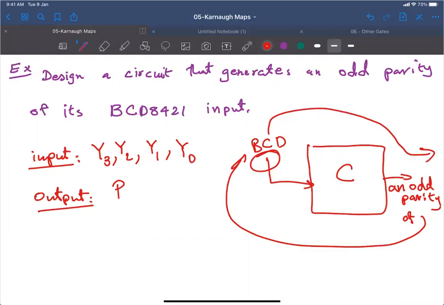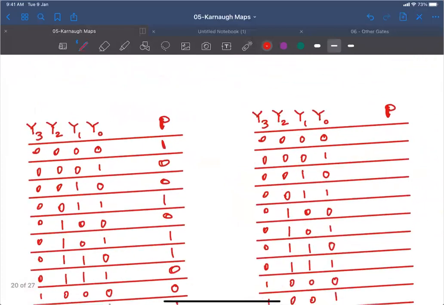Now we need to list the possible inputs and the corresponding possible outputs. What do we call this structure? Truth table. Excellent. We need to formulate a truth table for the problem. So the truth table for this is as shown here.